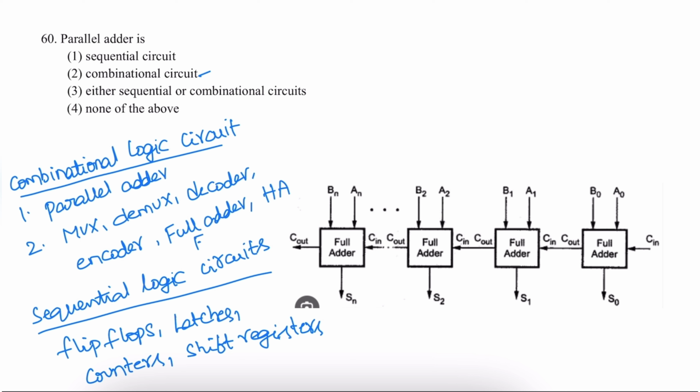Sequential logic circuits are flip-flops, latches, counters, and shift registers. These are the examples of sequential logic circuits. So in the question, parallel adder is an example of a combinational logic circuit, option 2.